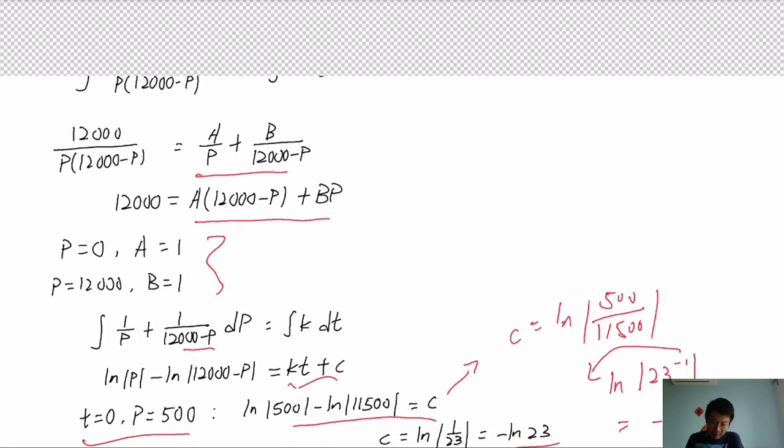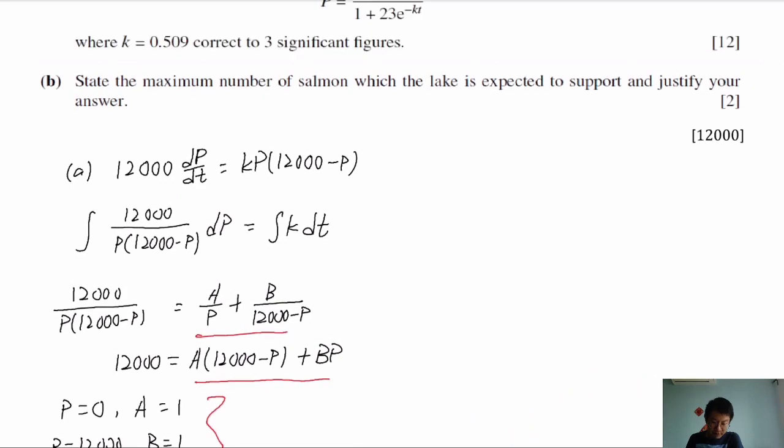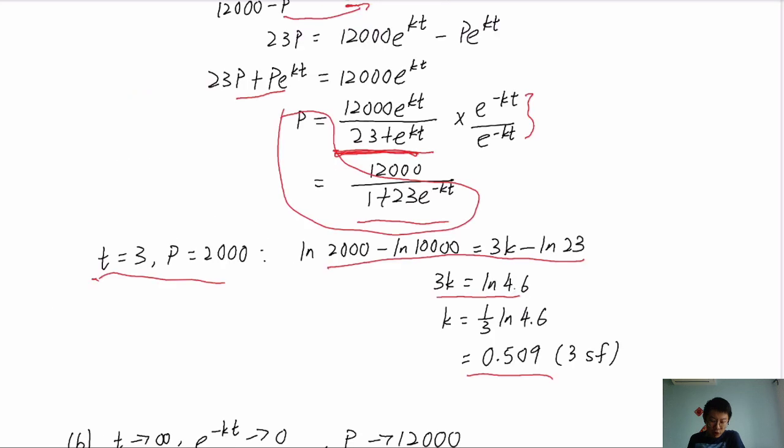The third part here is: state the maximum number of salmon which the lake is expected to support, and justify your answer. Whenever they have something like this, it's usually about what happens when t goes to infinity, because the population will keep growing, but it will grow until a certain number, and we cannot exceed that number.